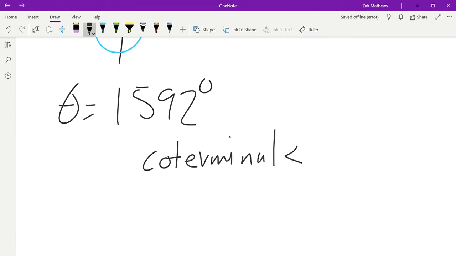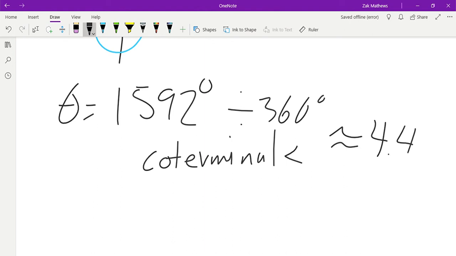And to abbreviate angle, I'm going to just draw the little angle symbol there. To do this, I'm going to take my calculator, take this number, and divide it by 360. So if we take the 1,592, divide by 360, we get 4.42, and so on. All right, so we get approximately 4.4. Now, that's not giving me my coterminal angle. That's not what this is. These are two different things right now.